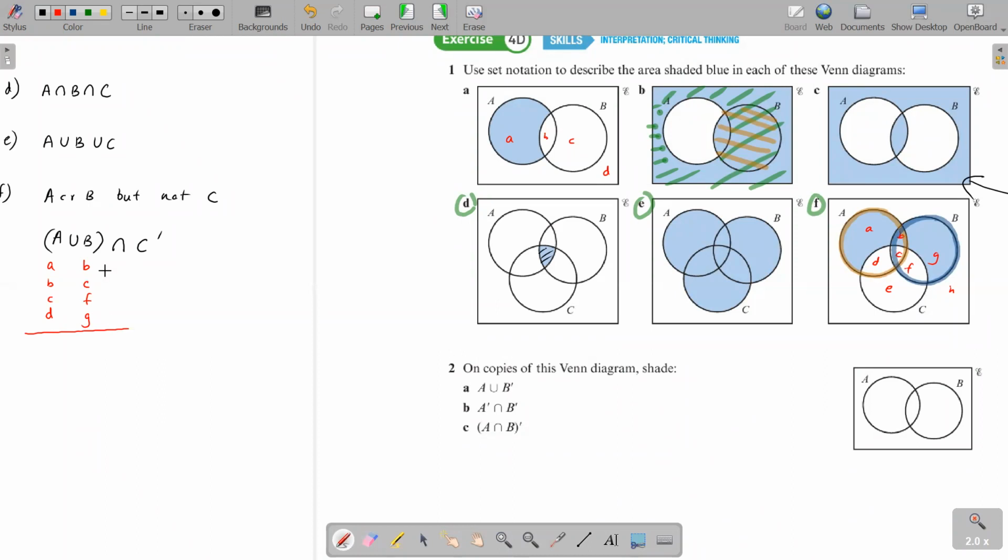So then union. When you take union, how does it work? Union means you take everyone. Okay, union means take everyone. So A union B means it includes all these regions. Okay, so you get the answer here.